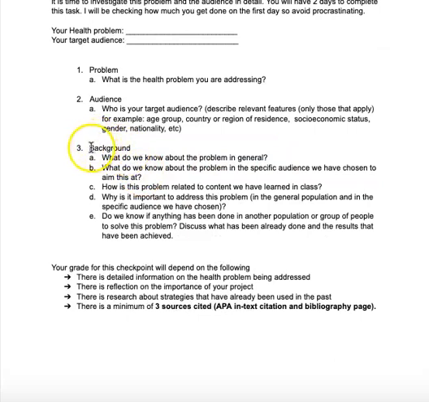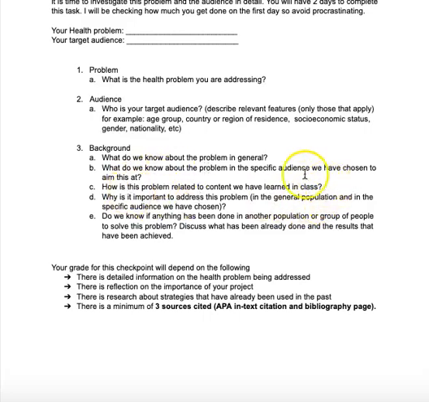Then you're going to start looking at detailed information for your background. What do we know about the problem in general, just in the world in general? What do we know about the problem within your specific audience? Okay, what's happening if your audience is children? What's happening specifically to these children?